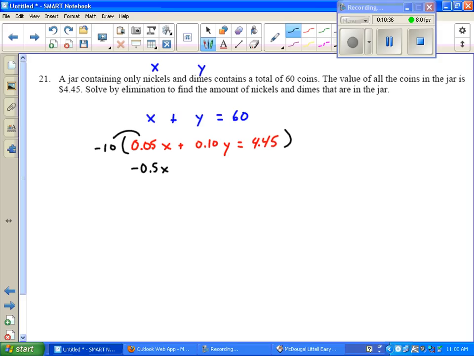That's just like 50 cents. Plus, when you multiply, I'm sorry, it won't be plus anymore. It'll be plus a negative, which will change. So -10 times 0.10y will give us minus, now we have 10 times 10 cents. Now we got $1. So -1y. You could put -1.00 if you need to.